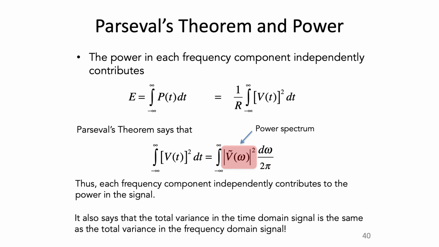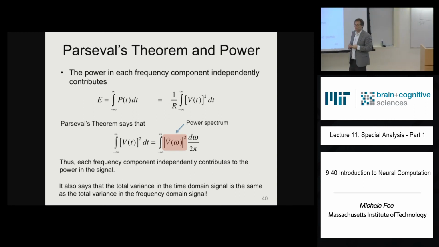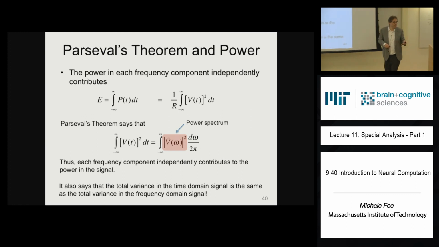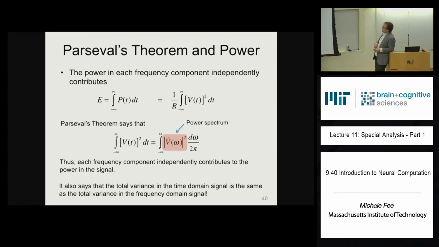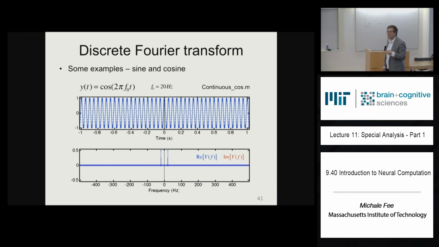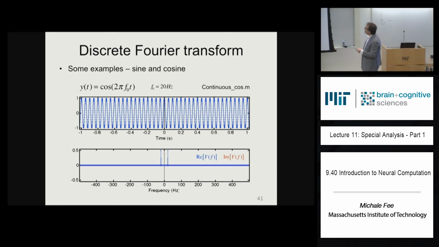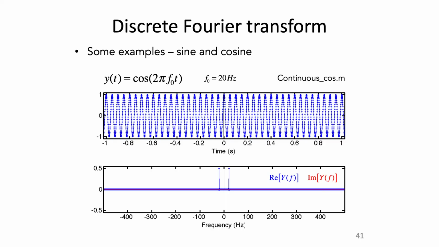Okay, and I've already said this. The total variance of the signal in time is the same as the total variance of the signal in the frequency domain. So mathy people talk about the variance of a signal, and more engineering people talk about the power in the signal, but they're really talking about the same thing. Okay, so let's take this example that we just looked at and look at the power spectrum. Okay, so that's a cosine function, has these two peaks.